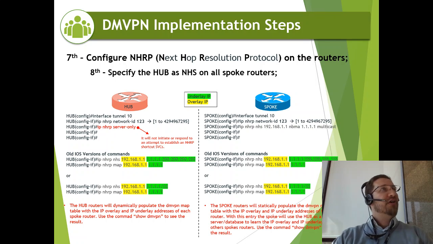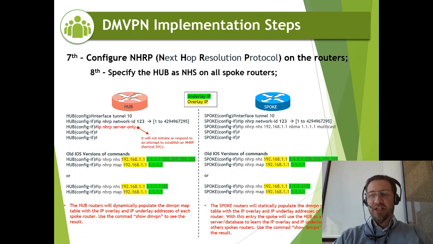Here we have a few commands to implement the Next Hop Resolution Protocol. The IP NHRP network ID command is a command that will enable NHRP on the interface and create an NHRP domain. This network ID or domain number is locally significant, so it is not forwarded in NHRP packets to other routers.